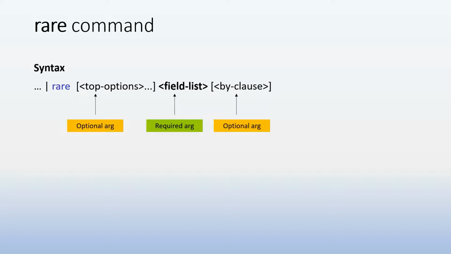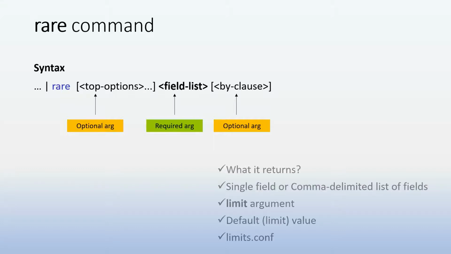The field list can be either a single field with the rare command, or a list of fields, comma separated. And there are options where we can have count, limit, and other options that can be used with the rare command. So what does it return? When we use the rare command in our searches, it gives you the list of least common or least frequent values of that specified field. It can be a single field or a comma delimited list of fields, as I said, that we can specify as input to this rare command.